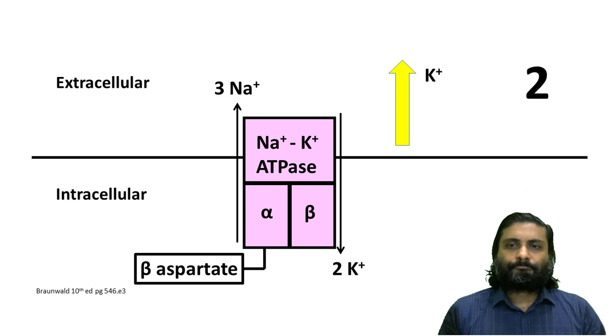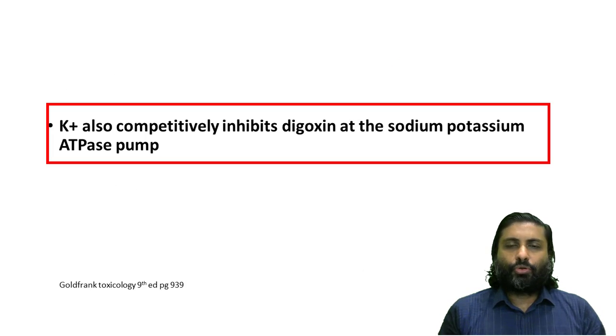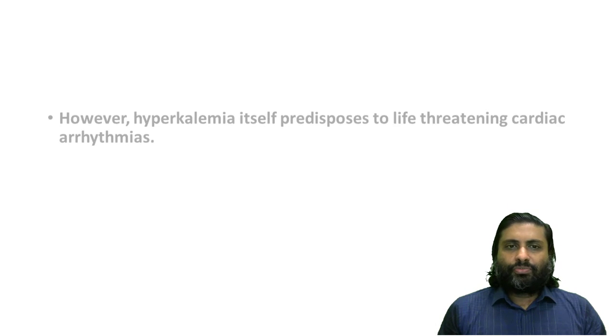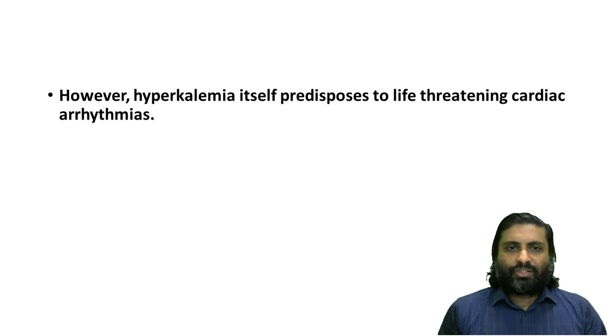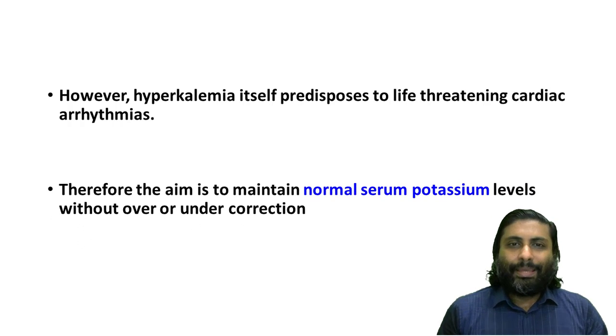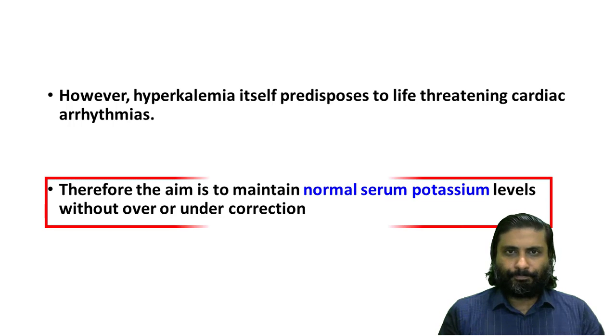And thirdly, potassium also competitively inhibits digoxin at the sodium-potassium ATPase pump. Now, having said all of this, it is important to understand that hyperkalemia itself is dangerous and can predispose to life-threatening cardiac arrhythmias by itself or in association with digoxin toxicity. Therefore, the aim is to maintain normal serum potassium levels without over or under correction.